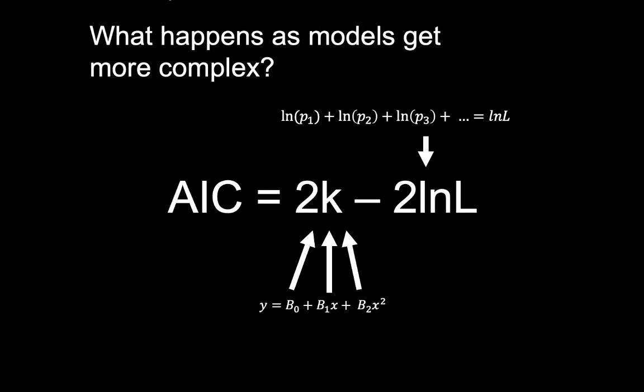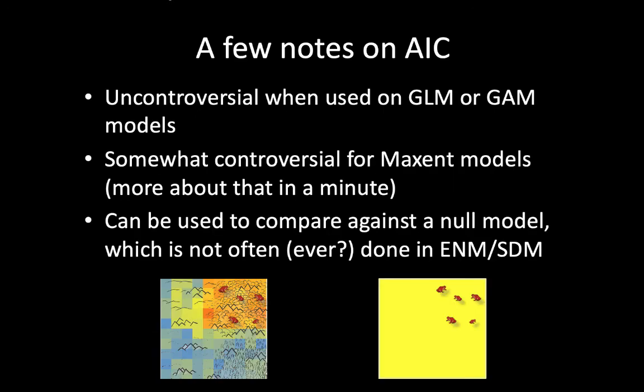All right, so let's discuss a few things that you should probably know about AIC if you're going to use it. The first is it wasn't developed for Maxent. It's been around for a long time. I think its first use in Maxent was my paper with Steph Seifert from 2011. AIC is pretty uncontroversial when used with GLMs and GAMs. So that's nice and straightforward. It's still somewhat controversial for Maxent models, and there's good reasons for that, and I'll get to those in just a minute.